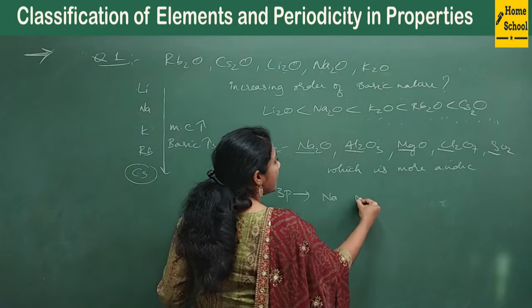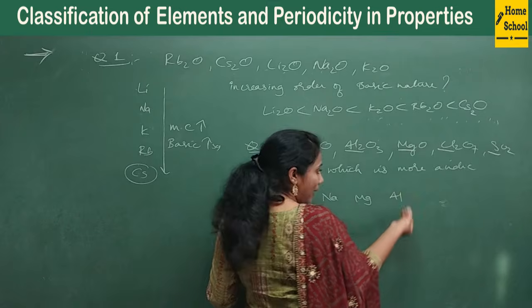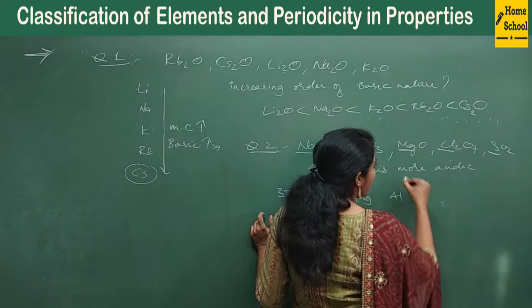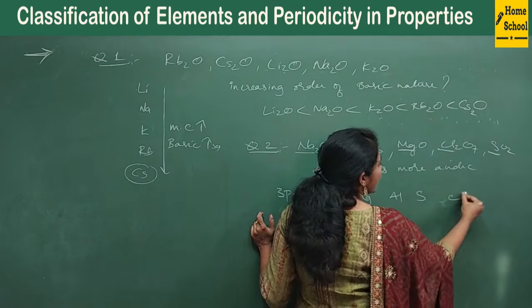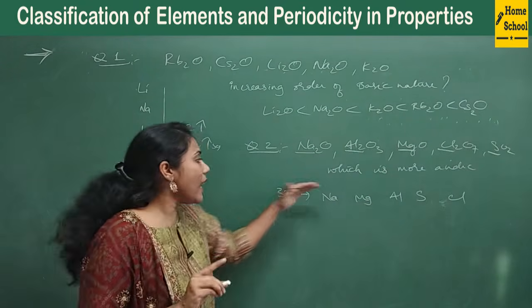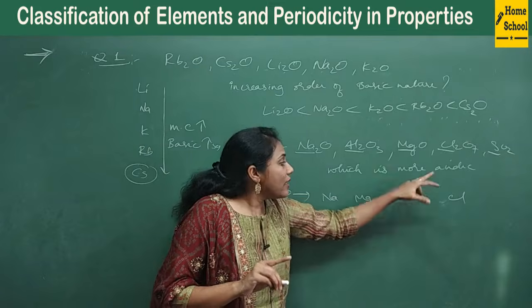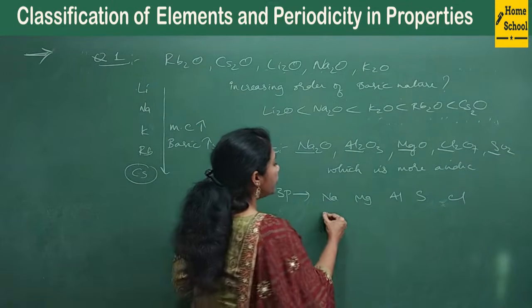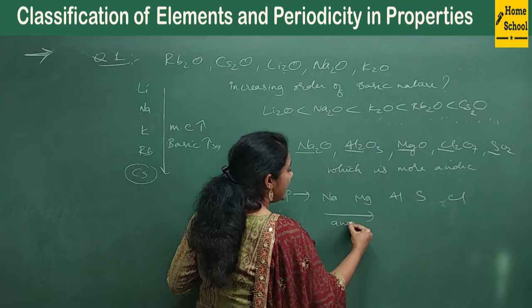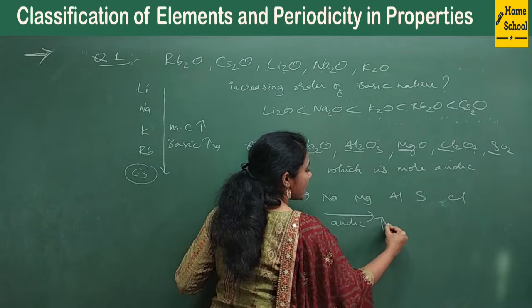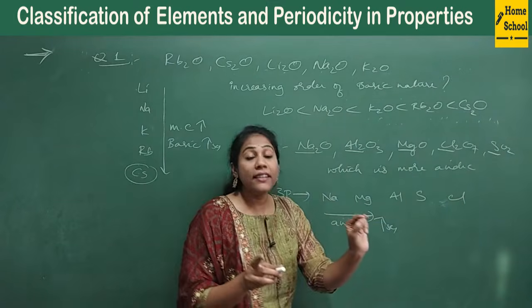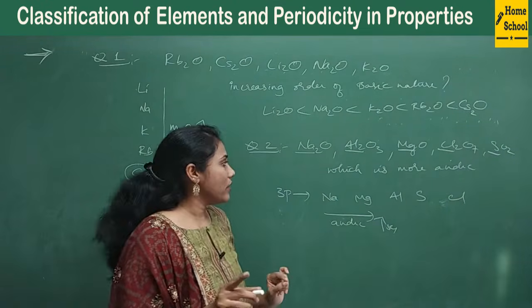Sodium, magnesium, then 13th group, aluminium will come. Then sulfur comes in 16th group, and at the end, chlorine comes in 17th group. This is how their positions are in the periodic table. So from left to right, our acidic nature increases. We know this. So definitely compounds of chlorine are more acidic in nature.